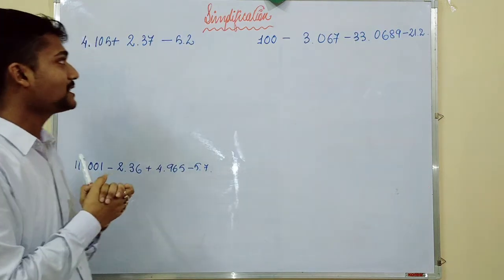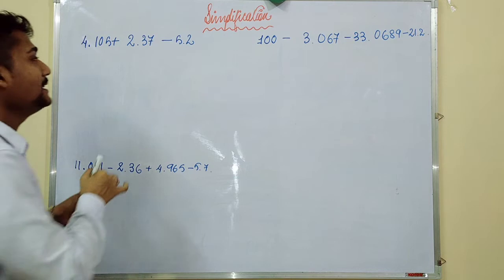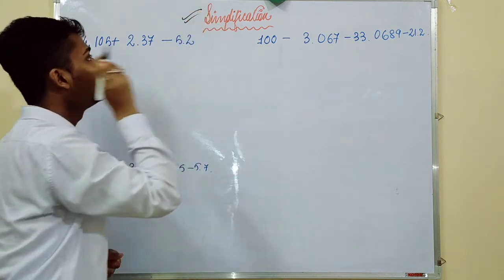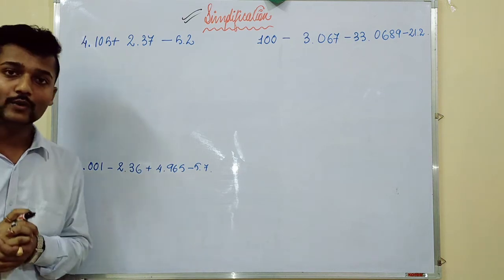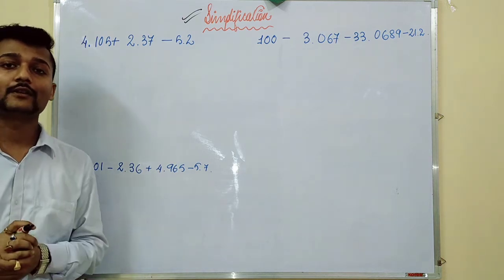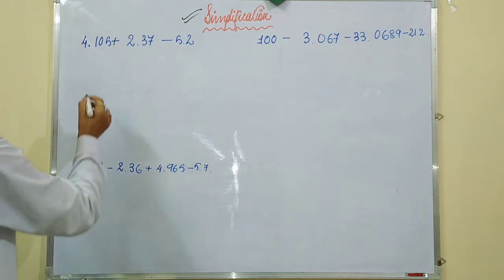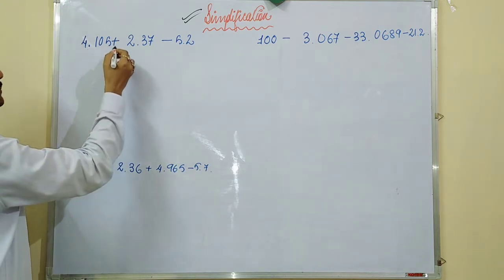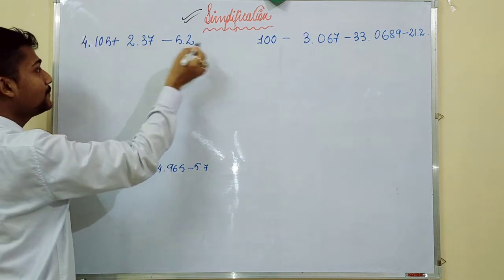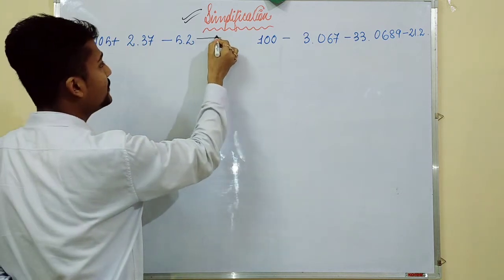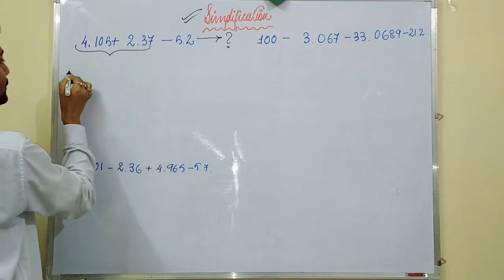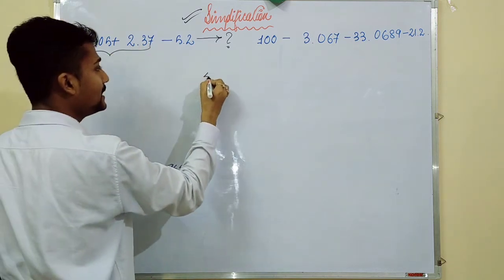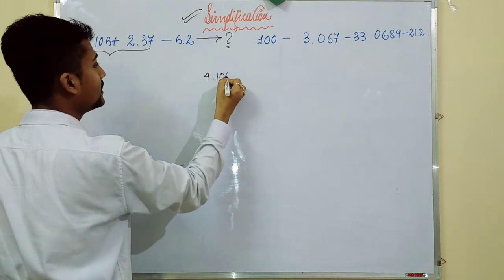So now we are coming to the next part of decimal. It is simplification. I have chosen 3 questions and I will try to show how we can simplify numbers based on decimals. The first question says 4.105 plus 2.37 minus 5.2, and what would be the value of this particular expression? So let us see. First, for our convenience, we can add them. If you are finding it difficult, you can add them in rough. I'll do that.